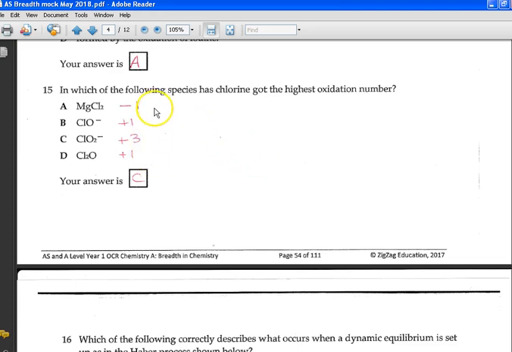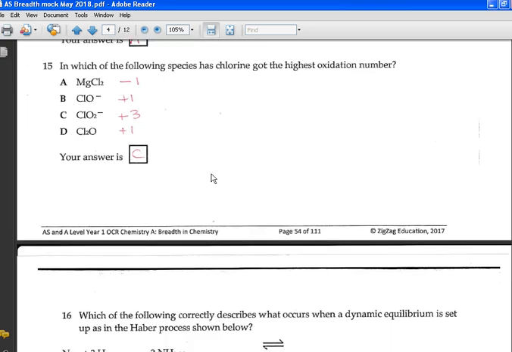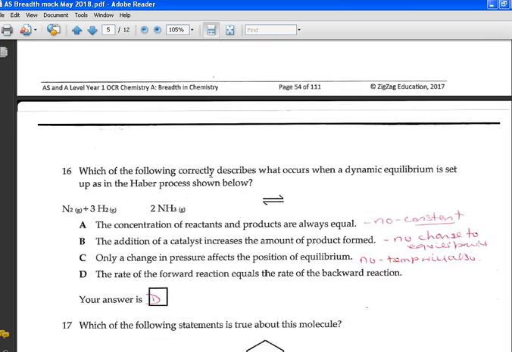This one you just quickly got to run through and work out the oxidation number, and obviously this one comes out to +3. So if you're not sure on calculating oxidation numbers, now's the time to practice and make sure you do know what you're doing.